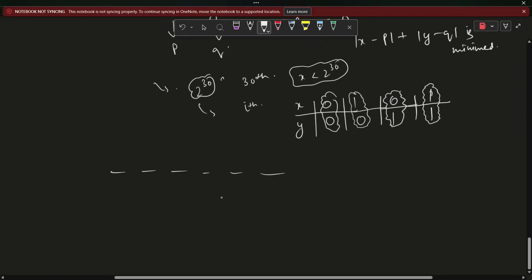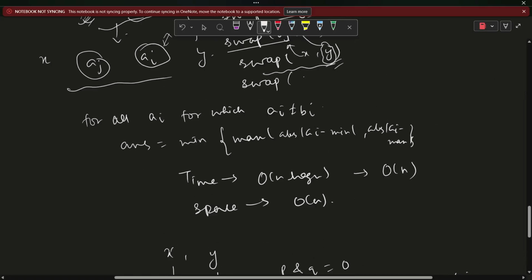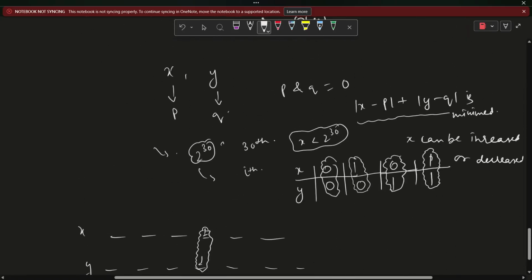My number is like this. Let's say this is x, this is y. We are at some index here, and here both are 1. You can notice that x can be increased or decreased. We can do both of them, right?